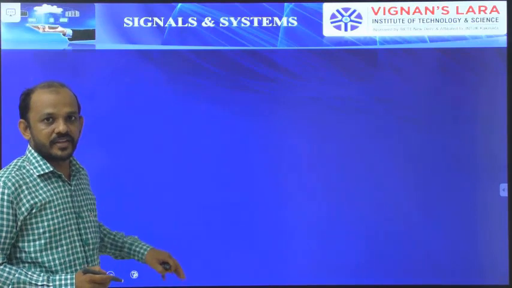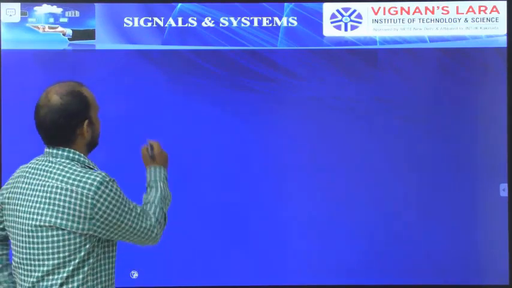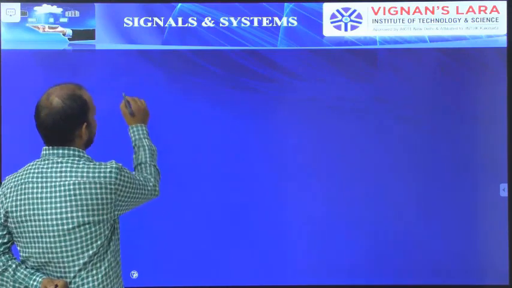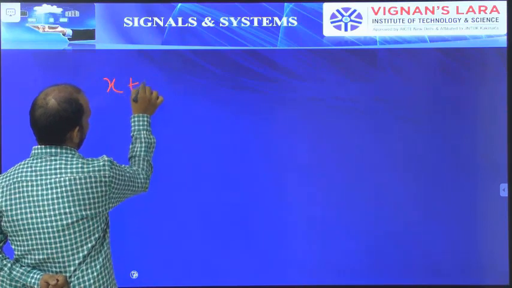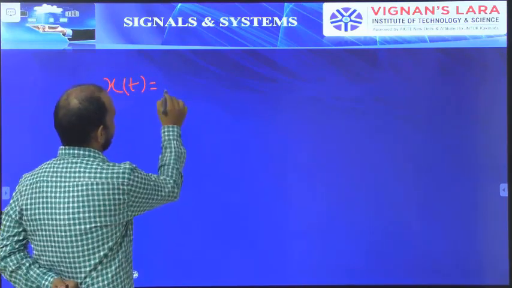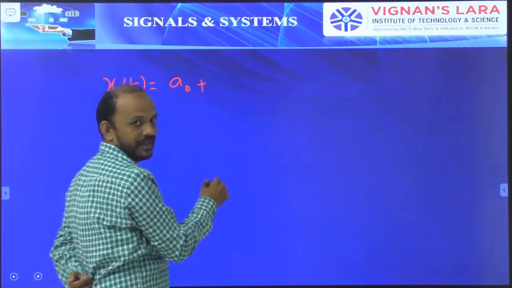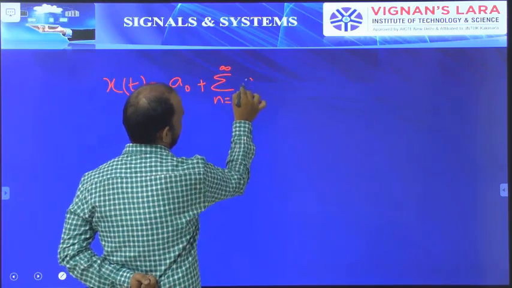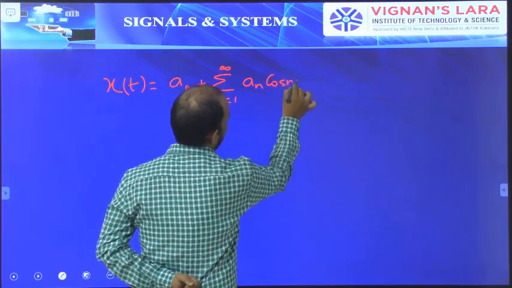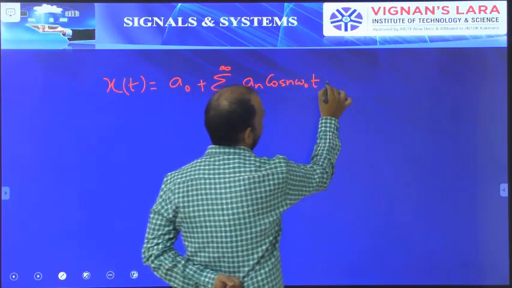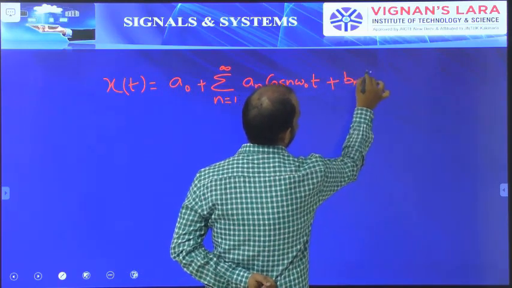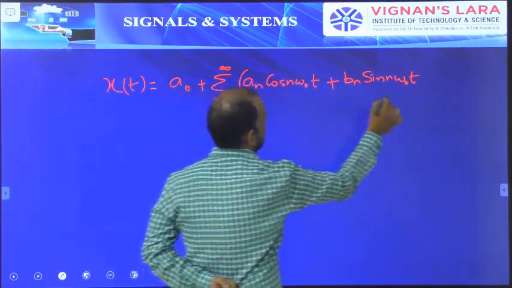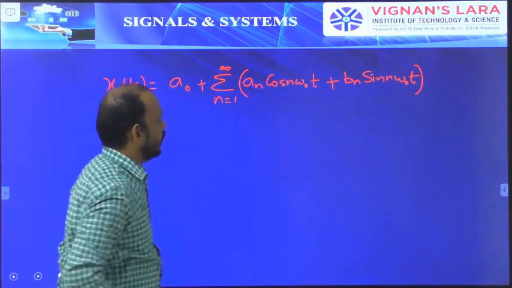Before finding that, I am again writing the equation, the trigonometric Fourier series representation of a continuous time periodic signal x of t. That will be x of t equal to a naught plus summation n equal to 1 to infinity of an cos n omega naught t plus bn sin n omega naught t. In this, I have to find out the values of a naught, an, bn.